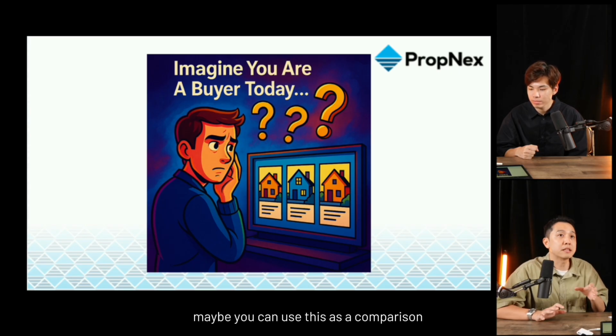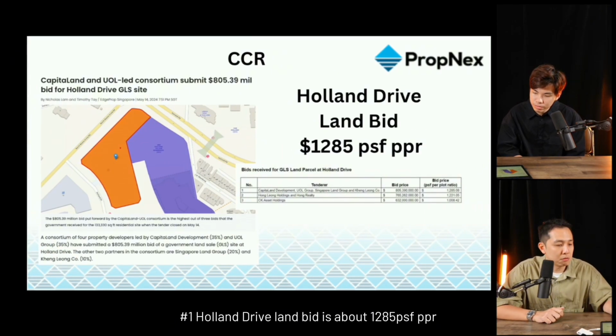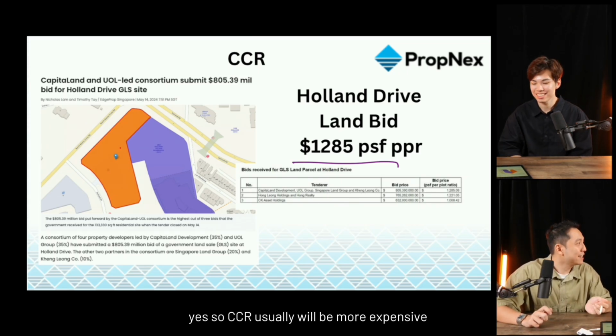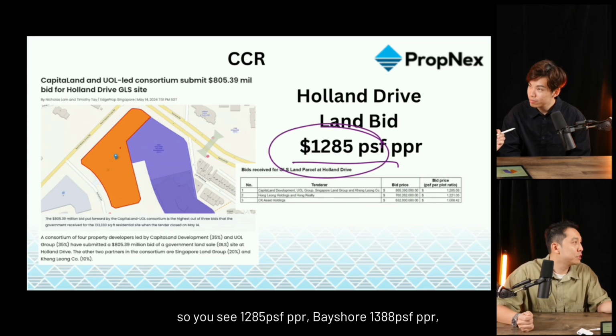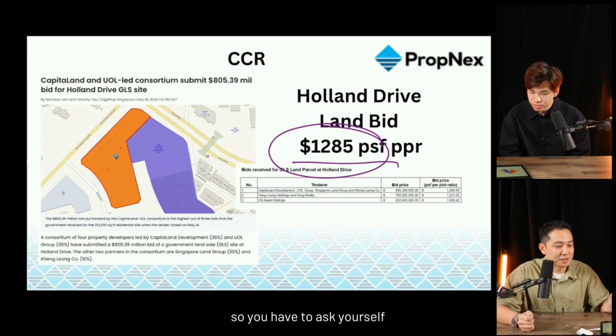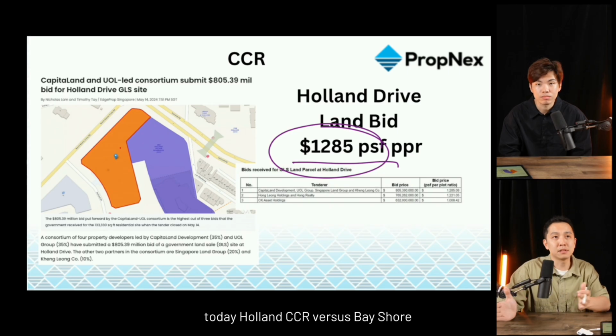maybe you can use this as a comparison, because right now you see, number one, Holland Drive land bid is about 1,285. So this is CCR, right? Yes. CCR usually will be more expensive. So you see, 1,285 versus Bayshore 1,388. So you have to ask yourself, is this something that we can consider? Today, Holland CCR versus Bayshore.